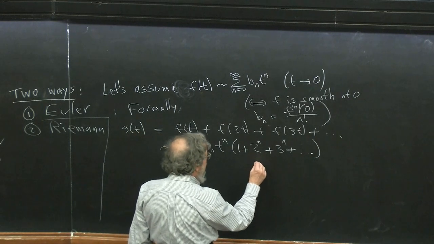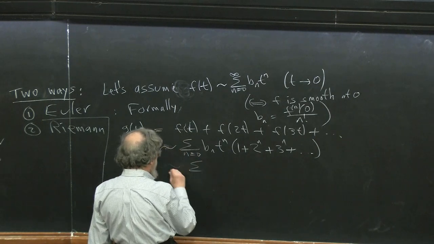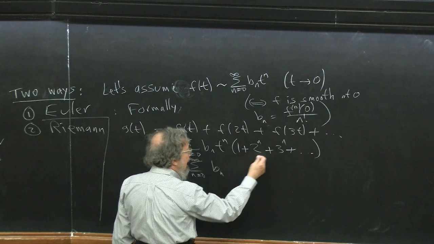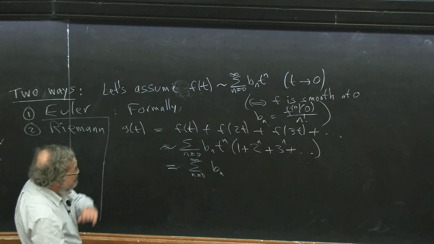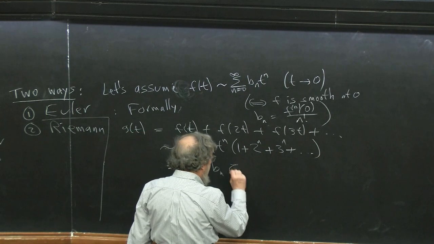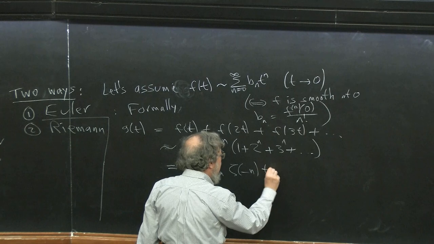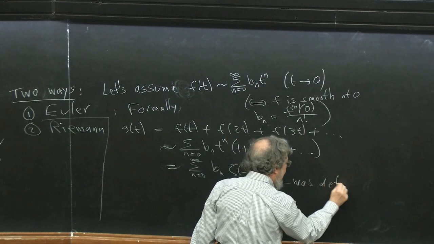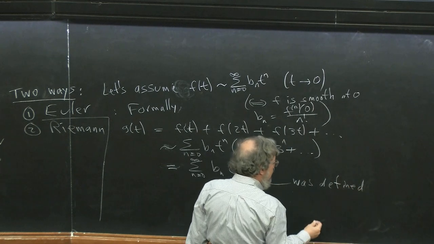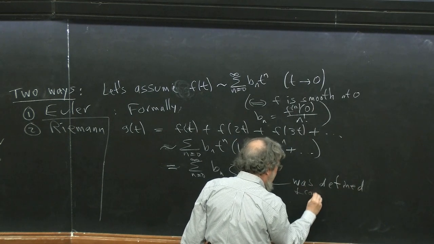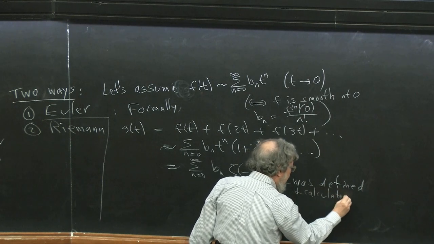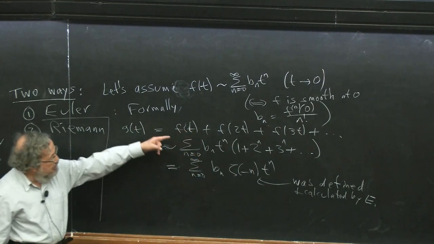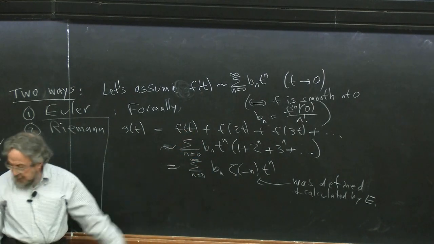So this one we know is, well, this isn't an asymptotic, this is kind of the definition. This is exactly the value of zeta of s, which is 1 plus 2 to the minus s plus 3 to the minus s and so on, at minus n. And remember that this was defined completely rigorously, although his arguments were a little strange, and calculated by Euler.